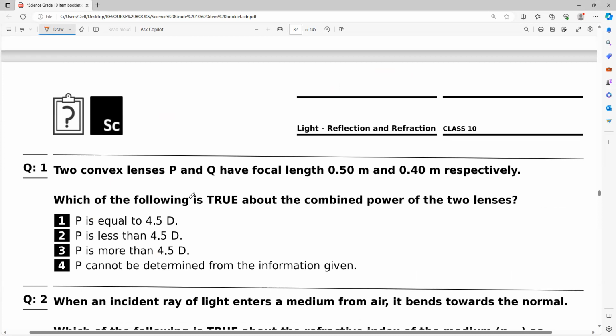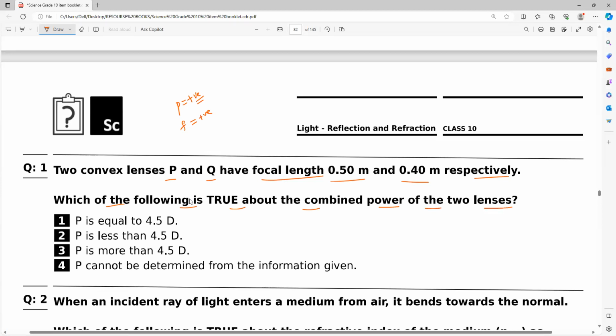Two convex lenses, P as well as Q, have focal length 0.5 meters and 0.4 meters respectively. So both are convex lenses, they are saying. So convex lenses means both powers are what, everybody? Powers are positive or negative? Power is positive. Convex means focal length is positive. Power is also positive. Now, which of the following is true about the combined power of the two lenses?